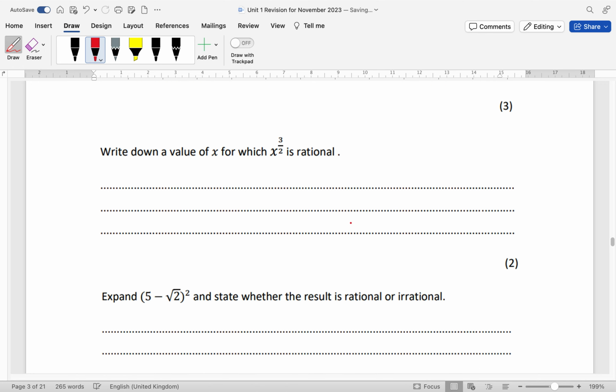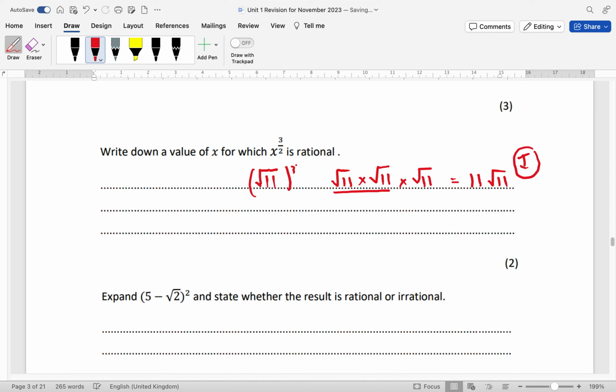Write down a value of x for which that is rational. In other words, say x, I went with 11. The bottom number means square root. Well, 11 doesn't have a square root. We then have to cube it, which is square root of 11 times square root of 11 times square root of 11. They would make 11, but I'd still have another one on the end. So that's irrational, so 11 hasn't worked.